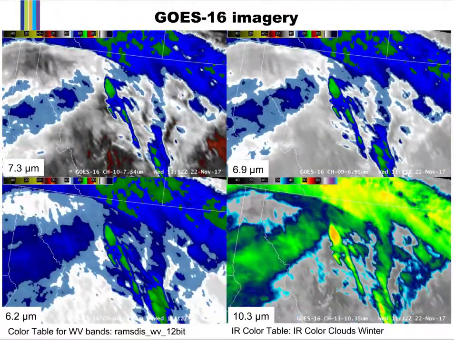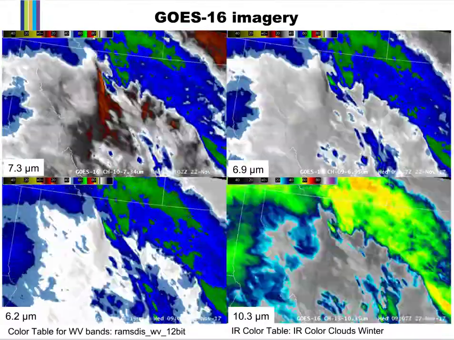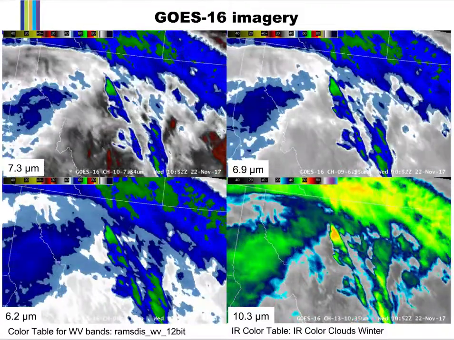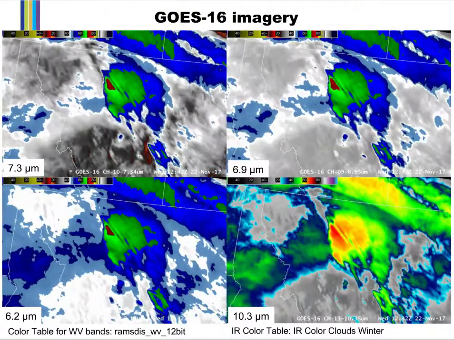Is there any other useful information from the various bands available on the GOES-R series? Well, the water vapor bands do provide value as well. In this four-panel, we have the 10.3 micron band along with the GOES-16 3 water vapor channels.